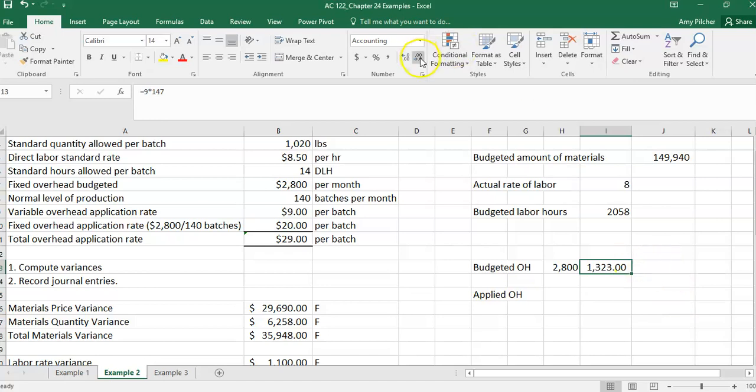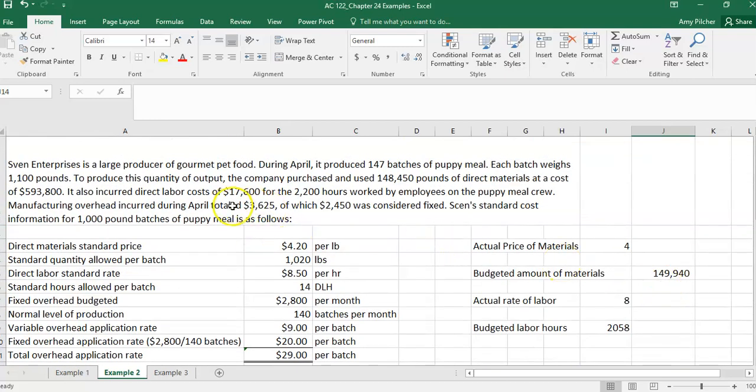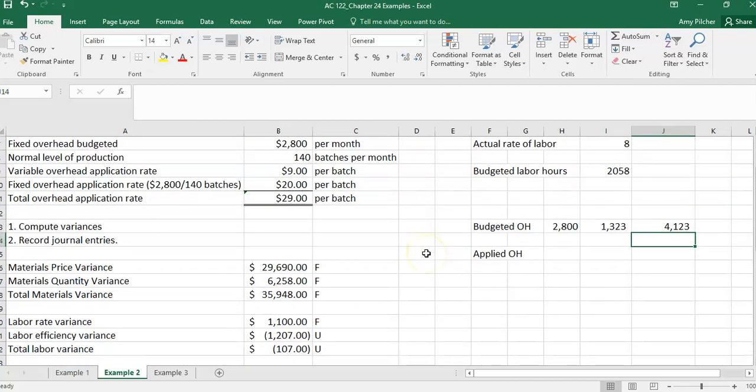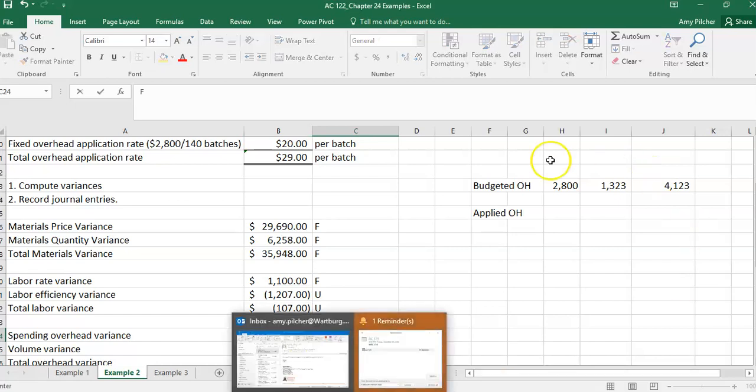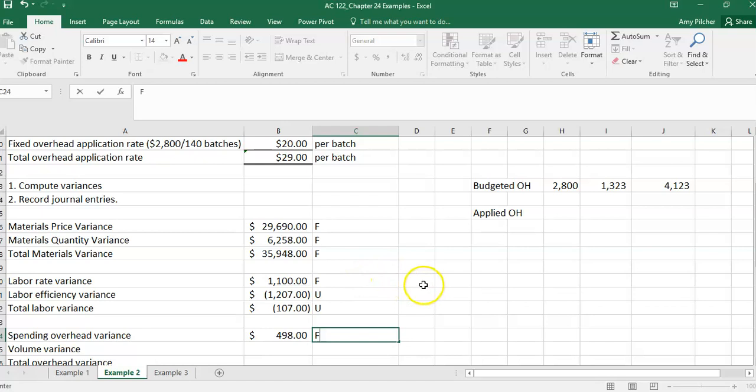$1,323. So our budgeted overhead total is $4,123. We actually spent $3,625. So the spending variance is the difference between our budgeted and our actual of $3,625. That gives us a variance of $498. We spent less than we budgeted, so that is a favorable variance.